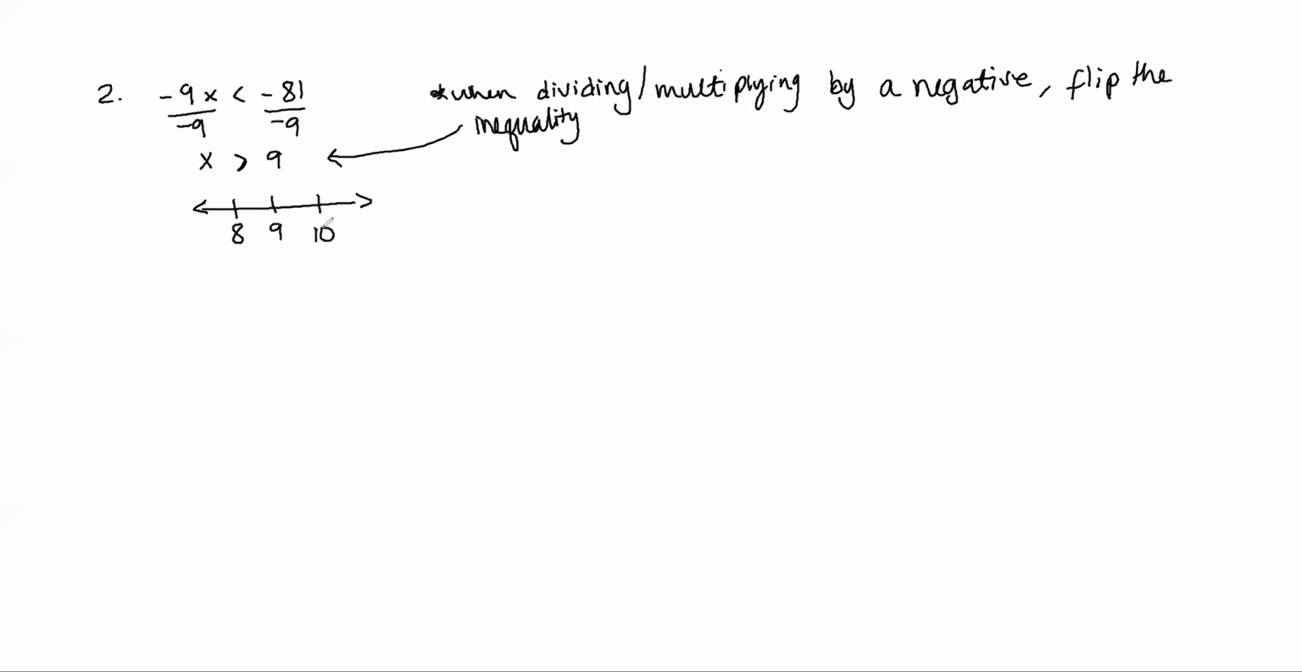And now we want to know if we're doing parenthesis or bracket here. Well, it's a greater than. There's no equal to, so we want to use a parenthesis. And are we shading to the right or to the left of 9? Well, we want everything greater than 9, so we're going to shade to the right of 9. So we're going to have a parenthesis, shade to the right.